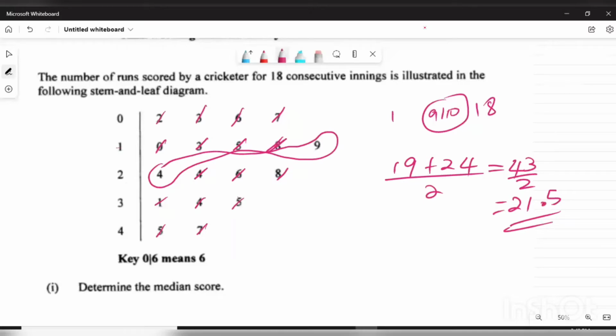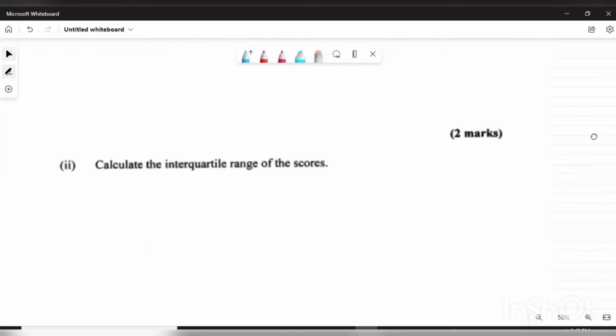Everybody see the point I'm making? Because a lot of times, if you're going fast, you might make an error. Just remember that these are the stem and leaf: 19, 20, 24. So we're looking at 19 and 24. We have to quickly pick up on that. So the median was that.